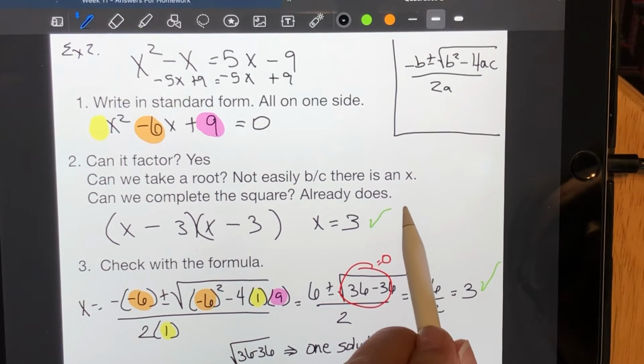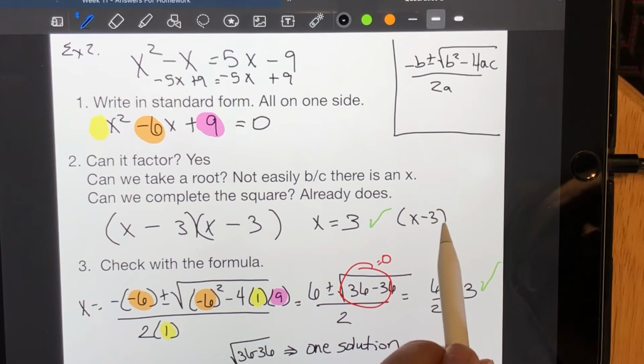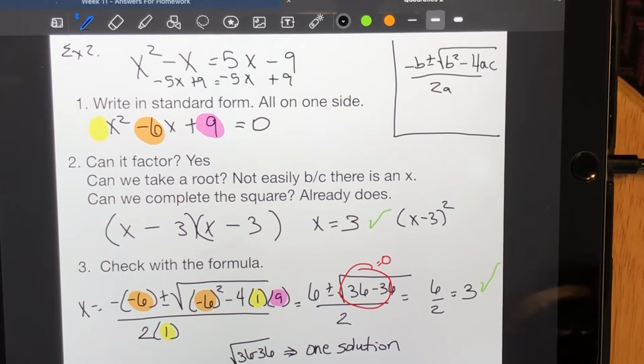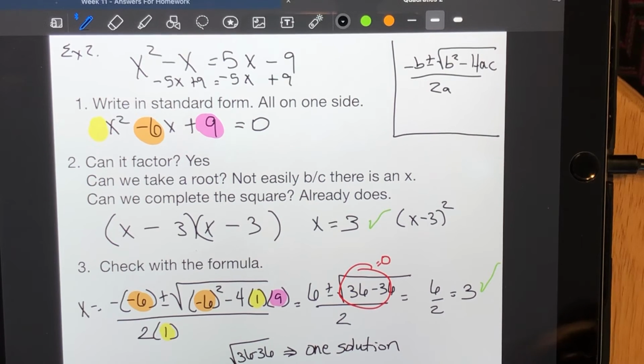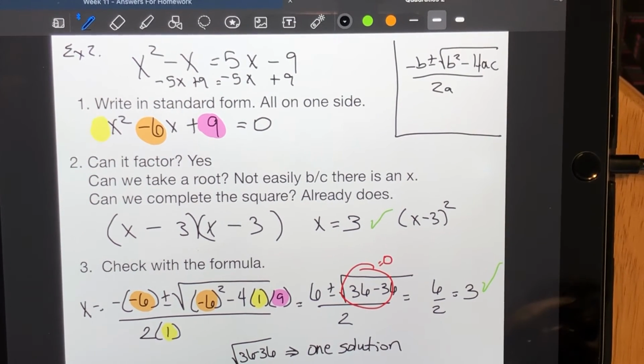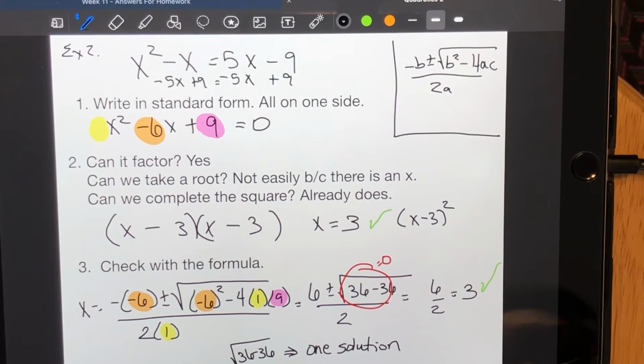If we notice, this is also x minus 3 squared, like that. So that harkens back to both our vertex form and to the roots. So it has one solution, and so I know that this is a vertex. So technically, my discriminant should be 0 because I just got one solution for that.